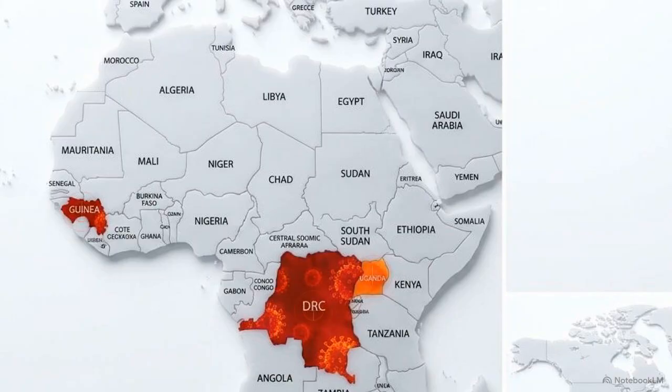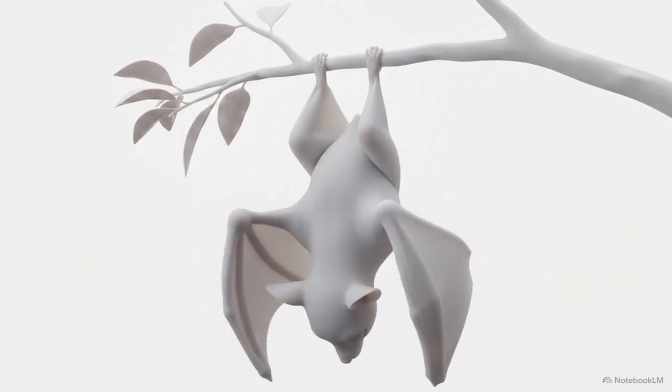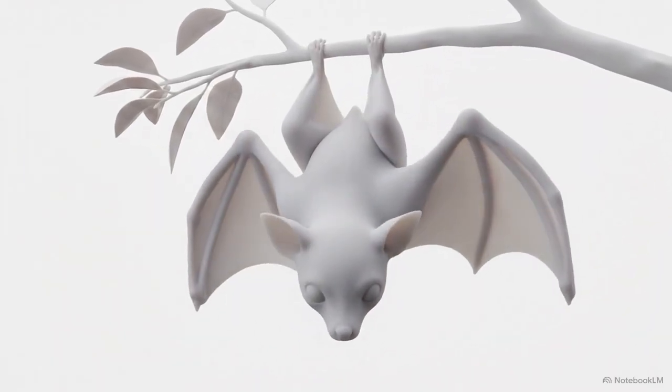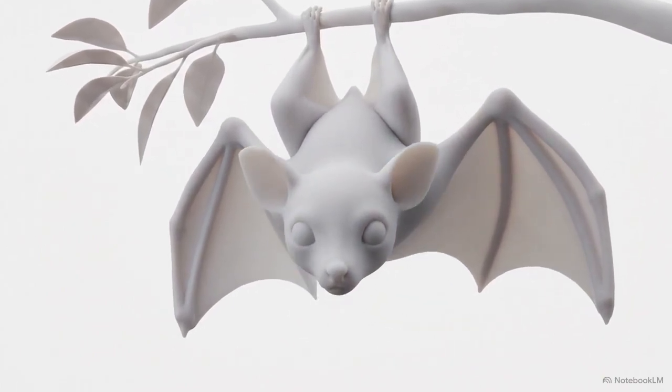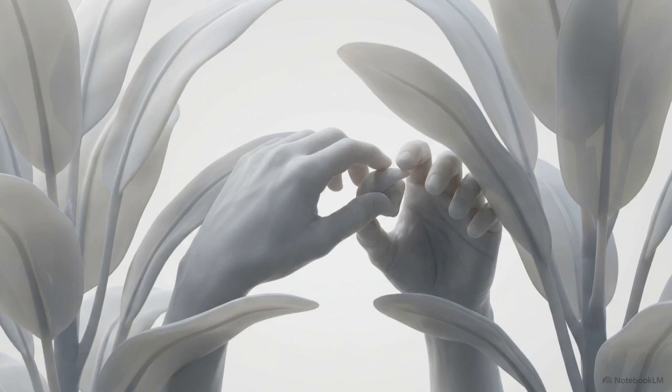This map illustrates the geographic footprint of outbreaks. The virus emerges almost entirely within Central and West Africa, primarily the Democratic Republic of the Congo, Uganda, and Guinea. It is highly localized, meaning it is not constantly spreading globally. Outbreaks begin with a zoonotic spillover. This occurs when the virus jumps from its natural animal hosts, typically fruit bats or non-human primates, into a human who has handled infected wildlife.